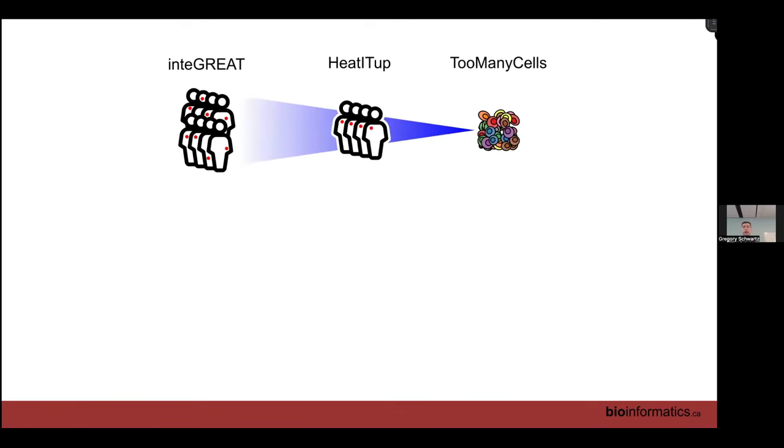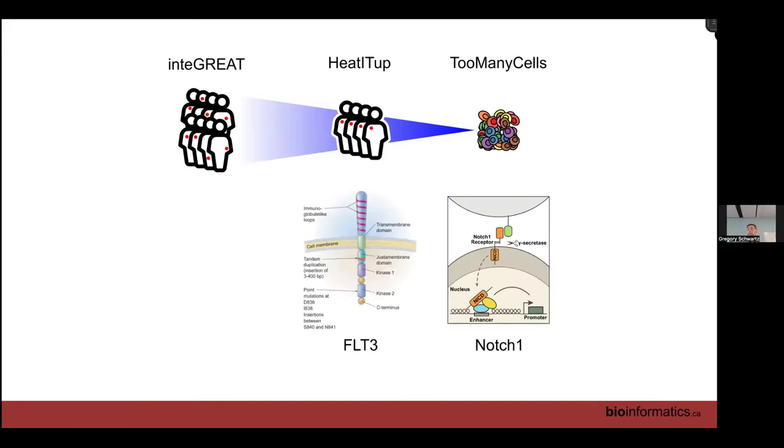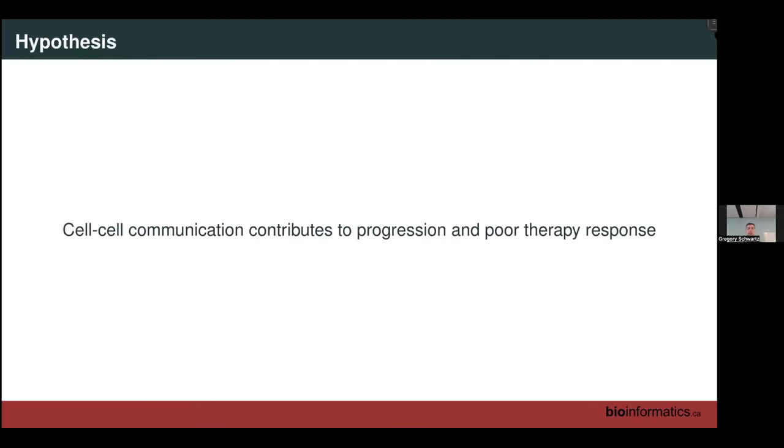Furthermore, a lot of our past projects where we create different kinds of tools, whether we're looking across different kinds of cancers or we're looking at the same cancer across different individuals or within even a single cell line or a single cancer sample, there can be a lot of this heterogeneity. A lot of the diseases that we've covered, such as acute myeloid leukemia or T-cell acute lymphoblastic leukemia, are driven by mutations within their cell surface receptors. So this kind of leads us all to believe that cell-cell communication contributes to progression and this poor therapy response.